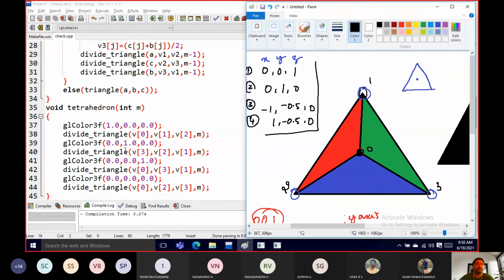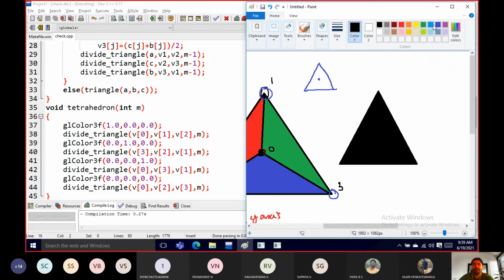So the second thing is, consider which color? The green color, 0, 1, 0. That is your green color. Which are the vertices you need to look into now? The vertices are 3, 2, 1. That means the base. The base is supposed to be green, but now I made it black here.